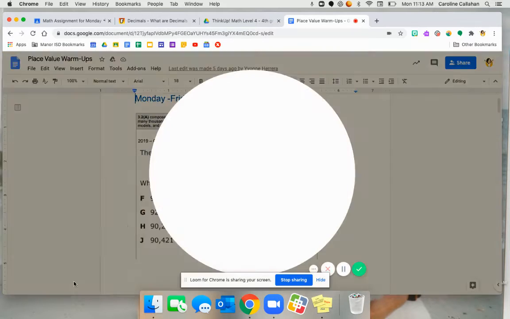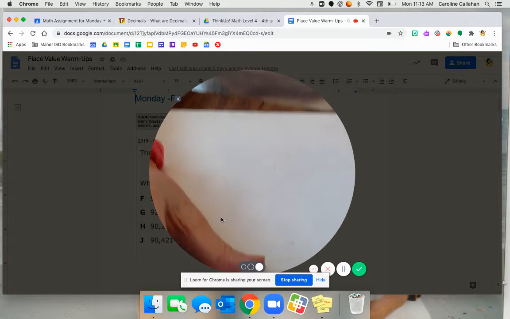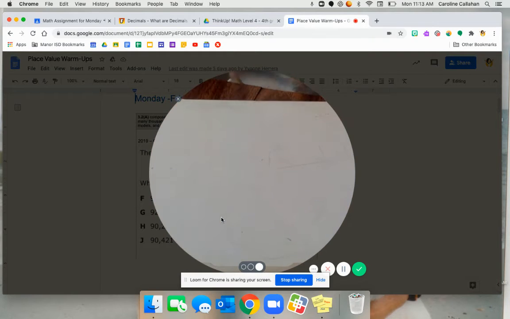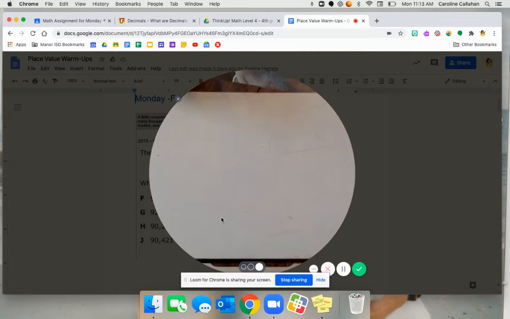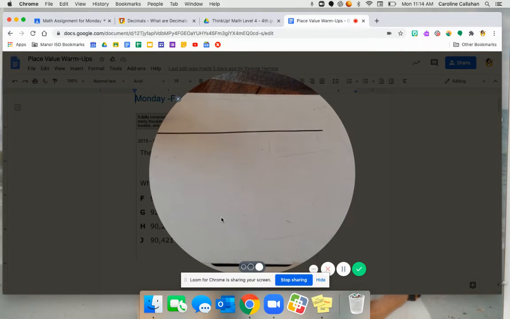And I'm going to make my screen a little bit bigger. Okay, so here we are. And like I said, we have 5 place values, okay? So the first thing I'm going to do is make a line like this. And this is where I'm going to label my place value, okay?